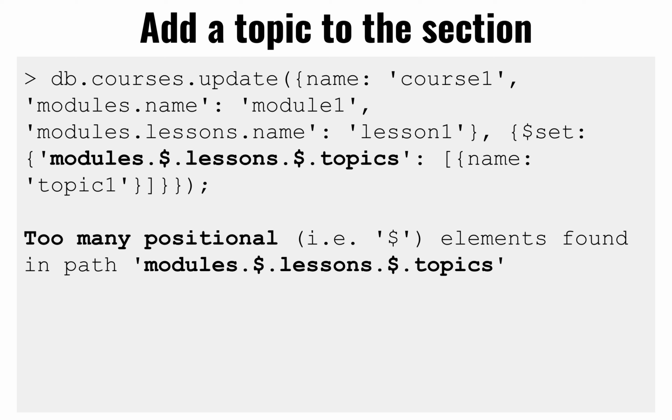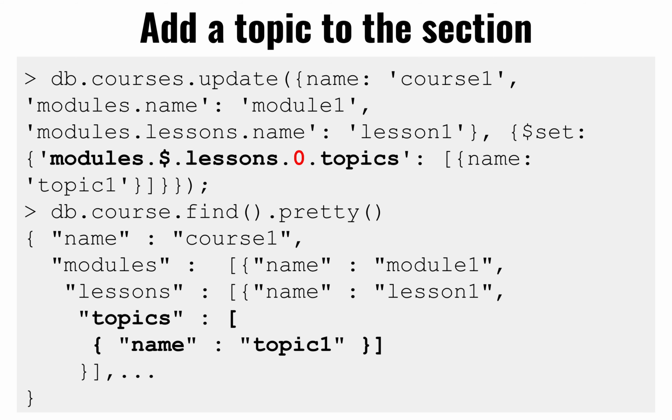Mongo does not support double positional operators, right? It's a limitation. It says too many positionals. If you know the exact position, you can. If you know it's the first one, you can put a 0 and say, okay, well, it's the first one. But it does not keep track of multiple positional operators.